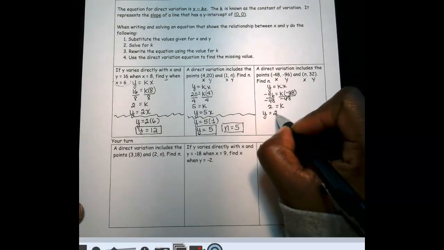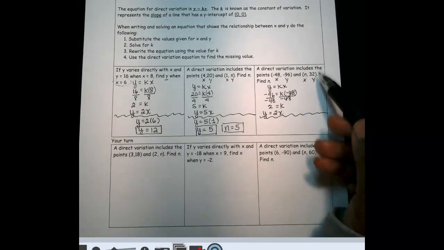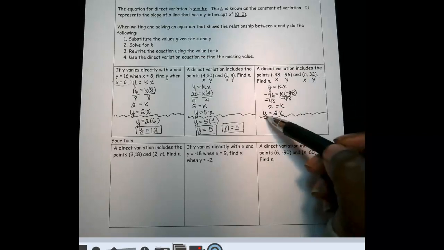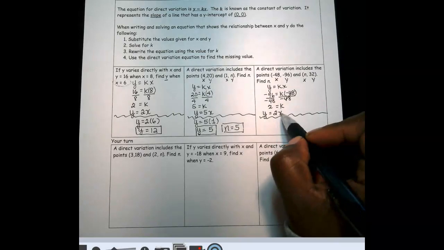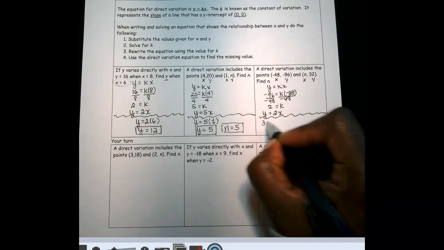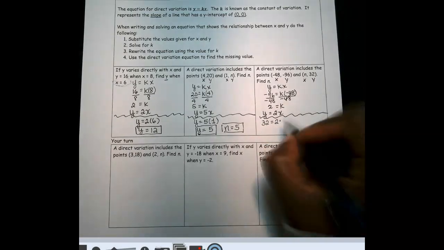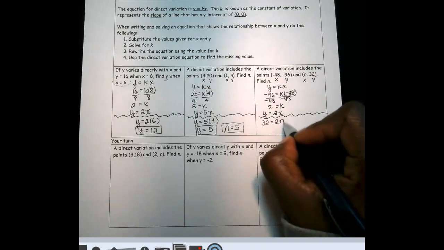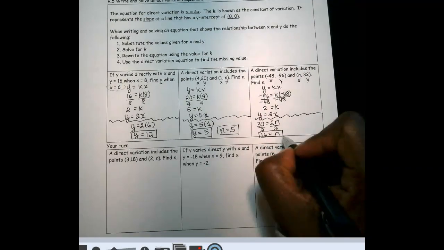So y is equal to 2 multiplied by x. That's our direct variation equation. But this time they said, I don't want to know what y is. I'm already giving you a value for y. So I need you to find out what x is. So instead of putting 32 for x, I'm going to put 32 over here for y equals 2, you could call it n or x. I'll call it n this time. Divide by 2. Divide by 2. n is 16. So this would be my answer.